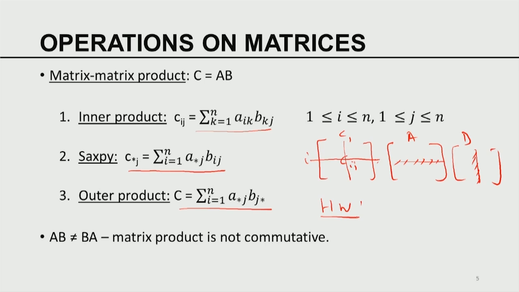I would like to now emphasize the fundamental property of matrix product. Matrix product is not commutative. That means AB is not equal to BA. Let us go back now.